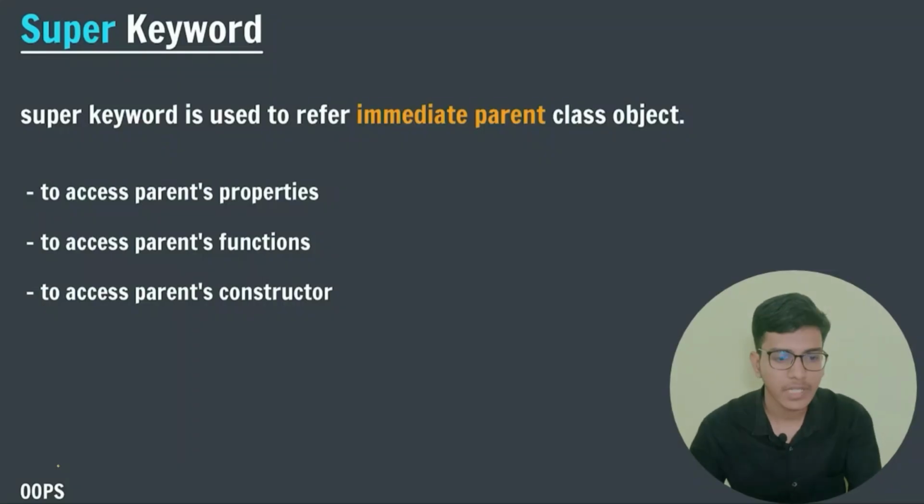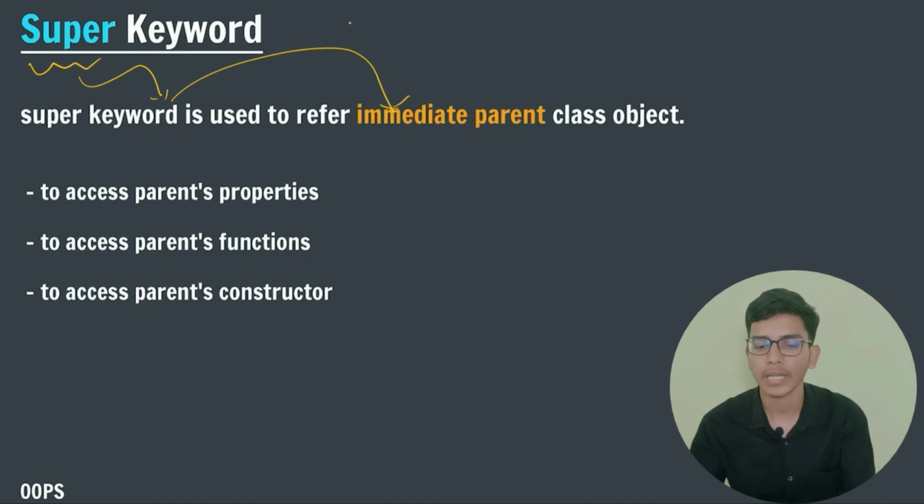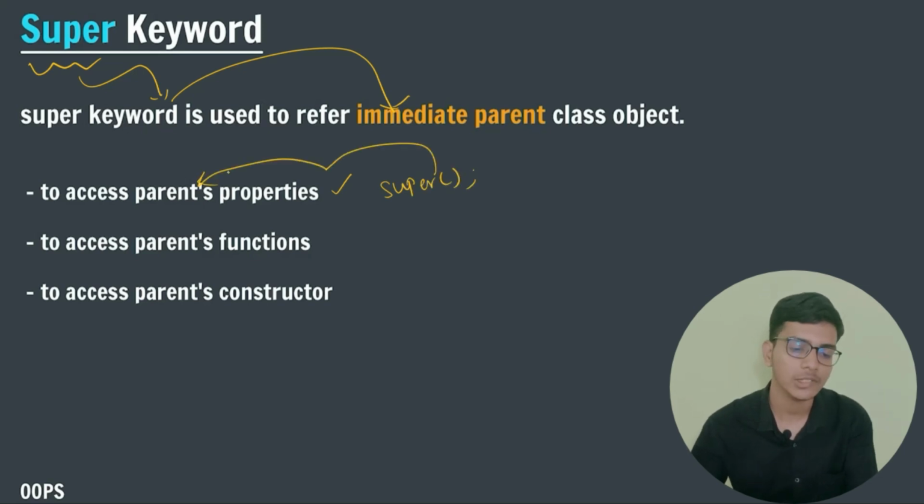After the static keyword, there is also a special keyword, that is super. The super keyword is used to refer to the immediate parent class of a particular object. To access the parent's properties, if I want to access all the properties of my parent class, then I will write the super keyword like this, super, that's all. So this will access all the parent class properties.